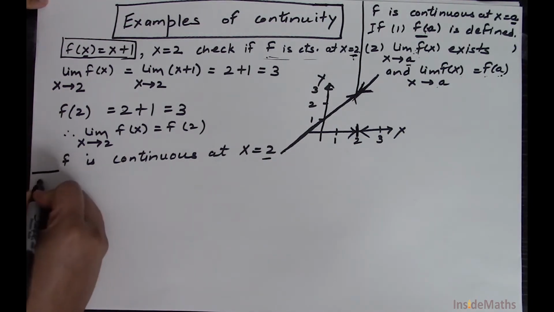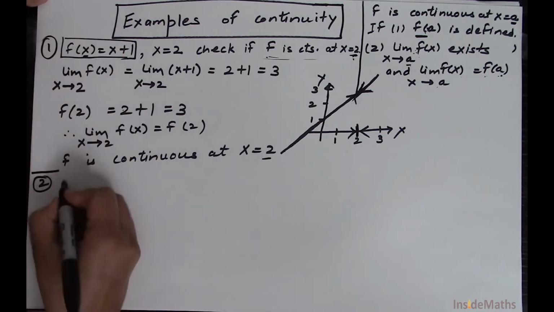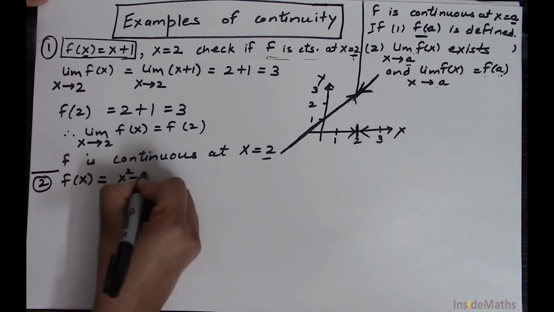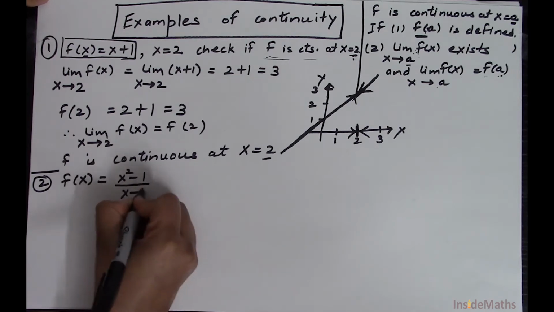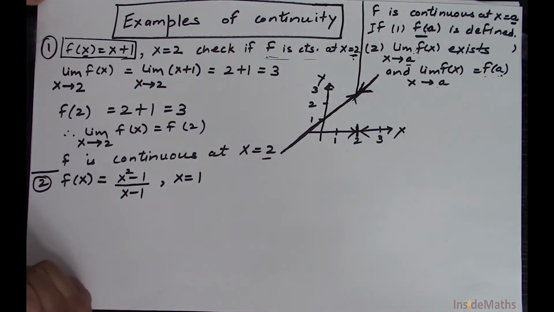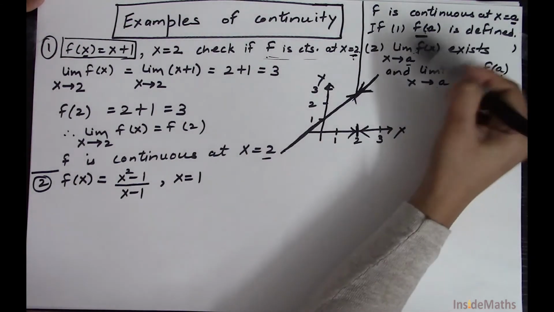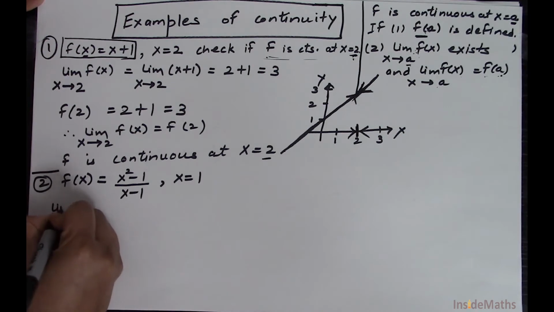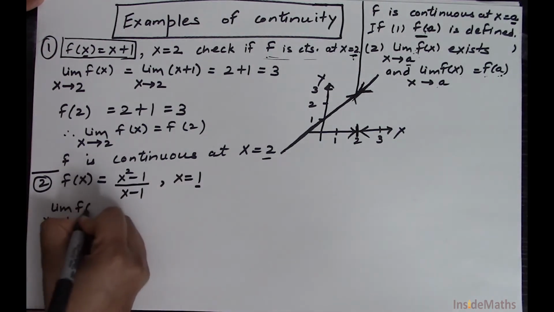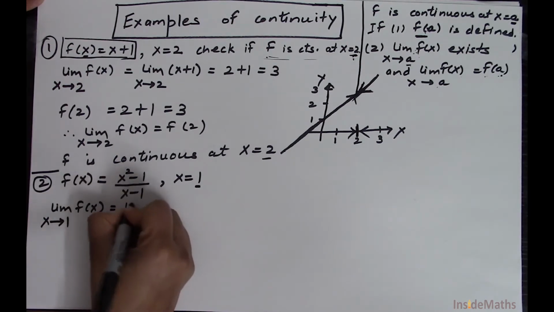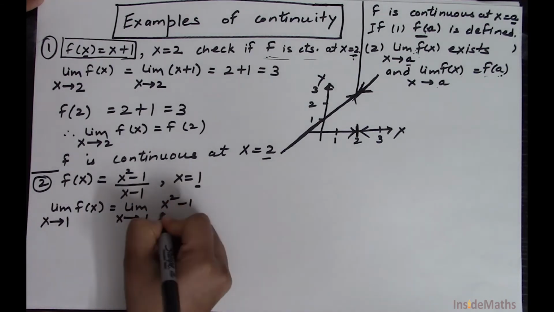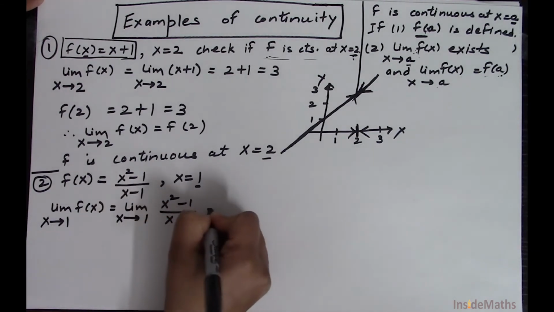So let's do one more example. The function we are given is x square minus 1 divided by x minus 1. And we have to check the continuity at the point 1. So what do we do? We have to check these two conditions. So first of all, I'll find the limit at the point 1. So it is equal to limit x approaches 1 of x square minus 1 divided by x minus 1.